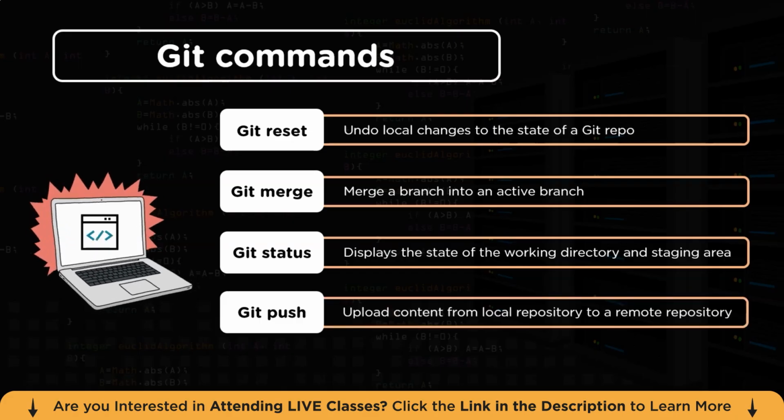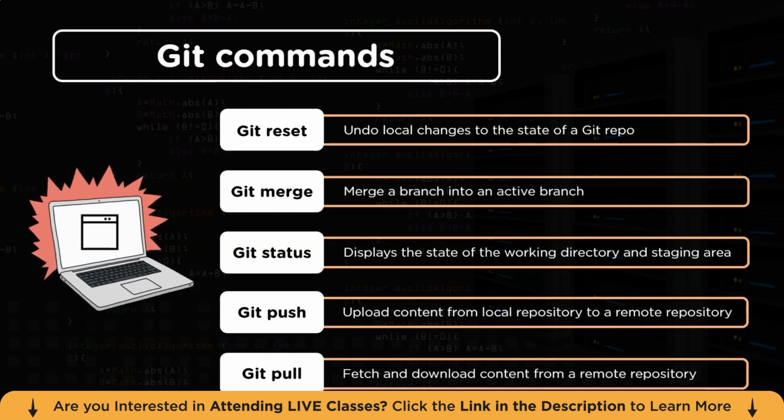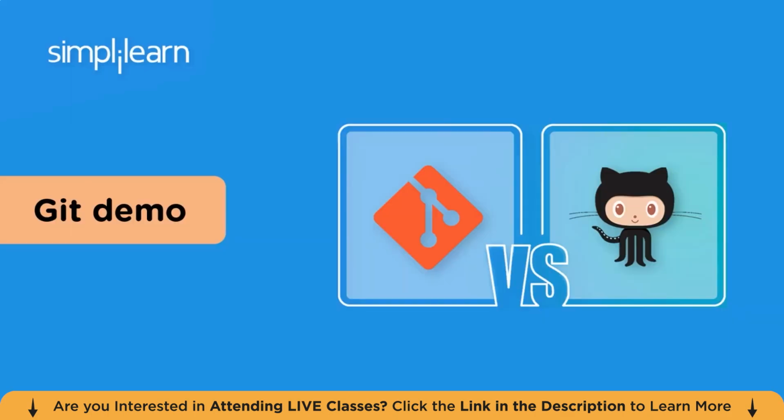Ninth command is the git push command. This command is used to push the contents from the local repository to the server. Last and the 10th command we will see is the git pull command. This command is used to fetch and download the content from the remote repository and update them to the local repository. Now, after we know the commands, it's time to see the implementation of these commands.